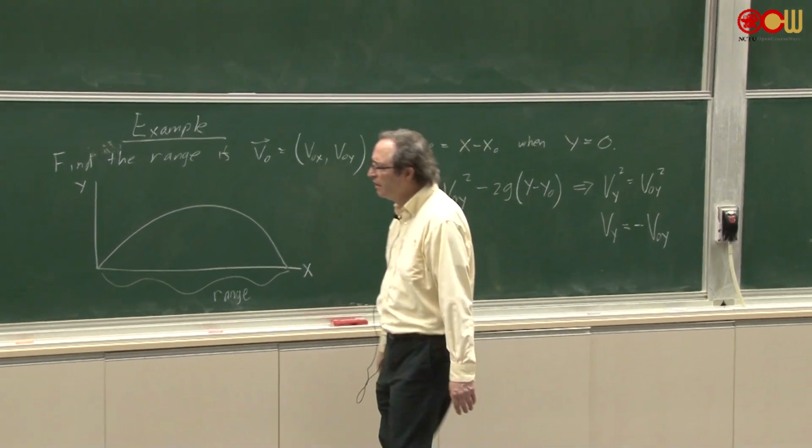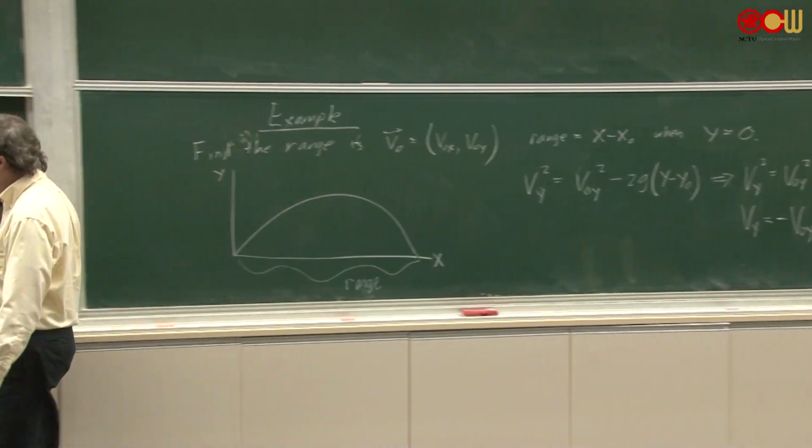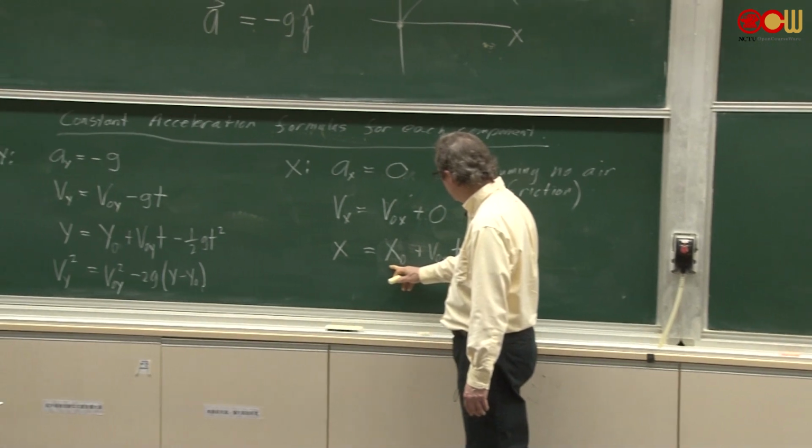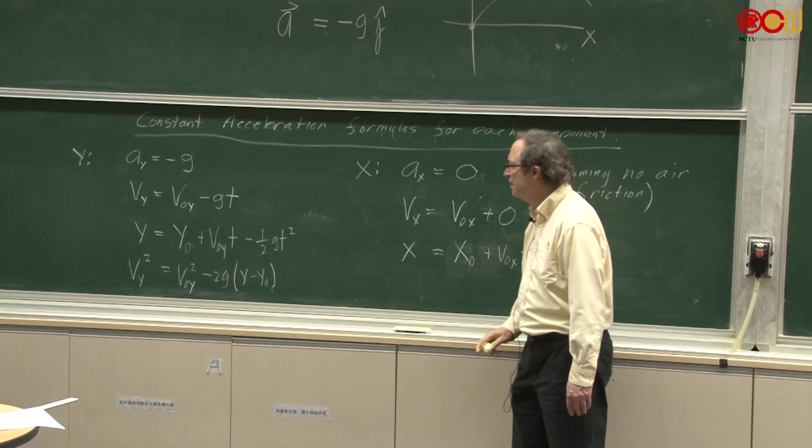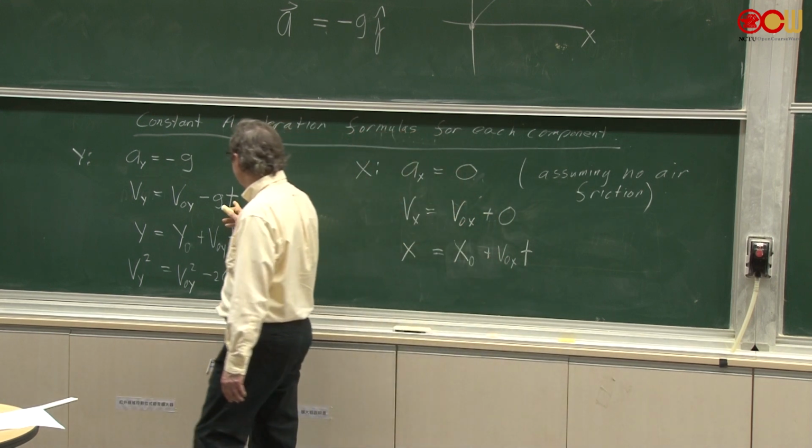Well, that doesn't tell us too much. Looks like we need to get the x range, x0 is 0, v0x, it looks like we need t. So we have to figure out what t is.